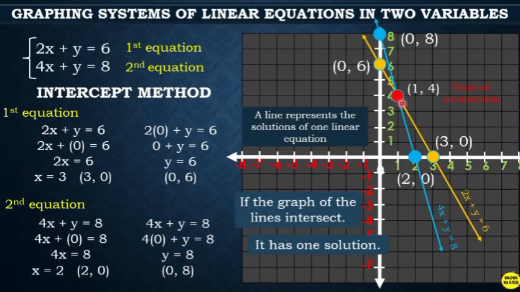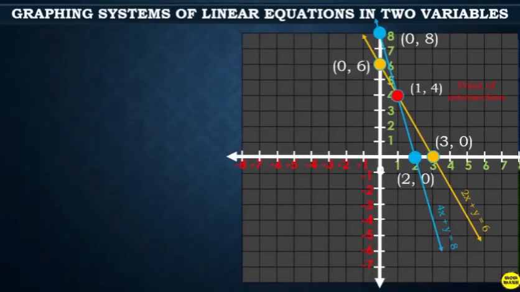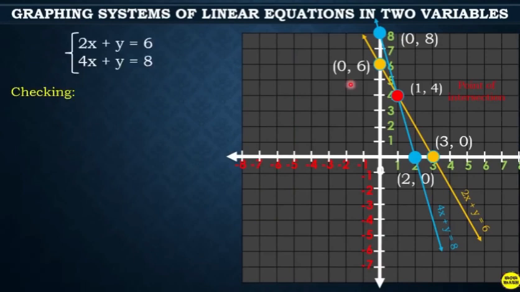Okay? So, kapag kung ano po ang intersection, that is your solution. Okay? So, therefore, our solution for the system 2x plus y equals 6 and 4x plus y equals 8 is (1, 4). Kasi doon sila nag-intersect, doon sila nag-meet. Okay? Now, pwede mo siyang i-check.